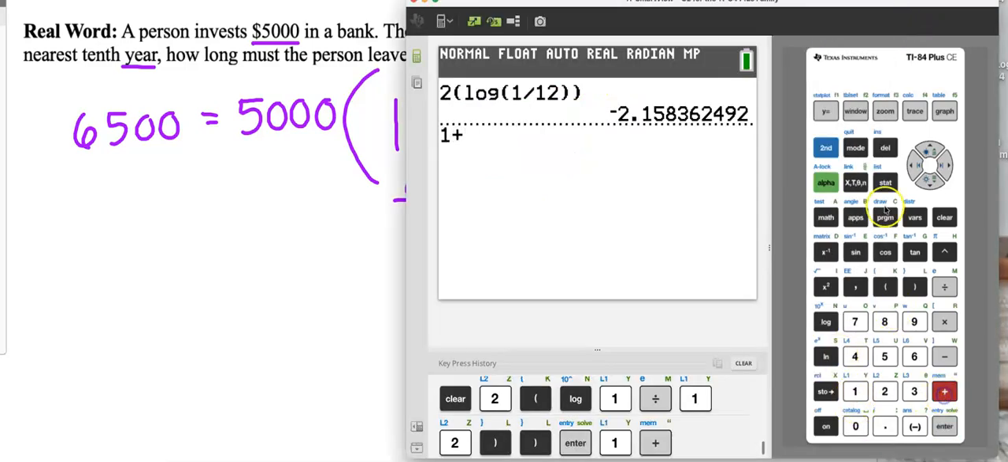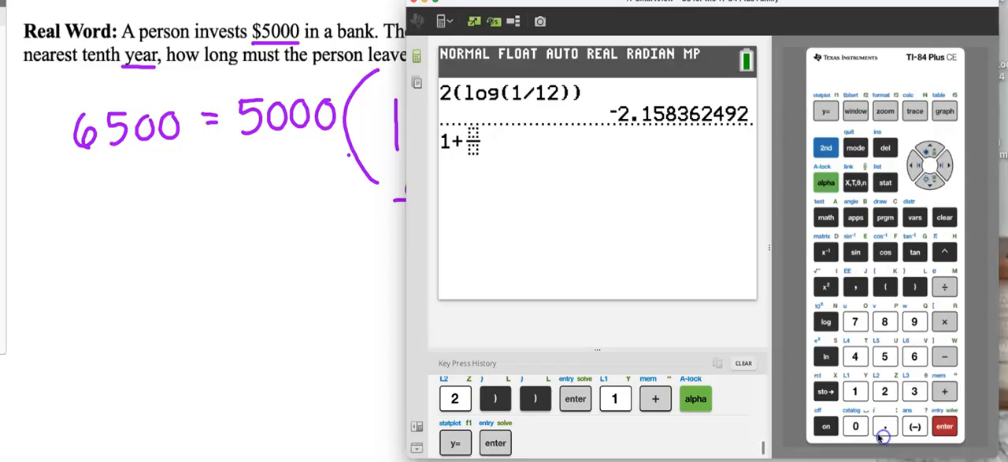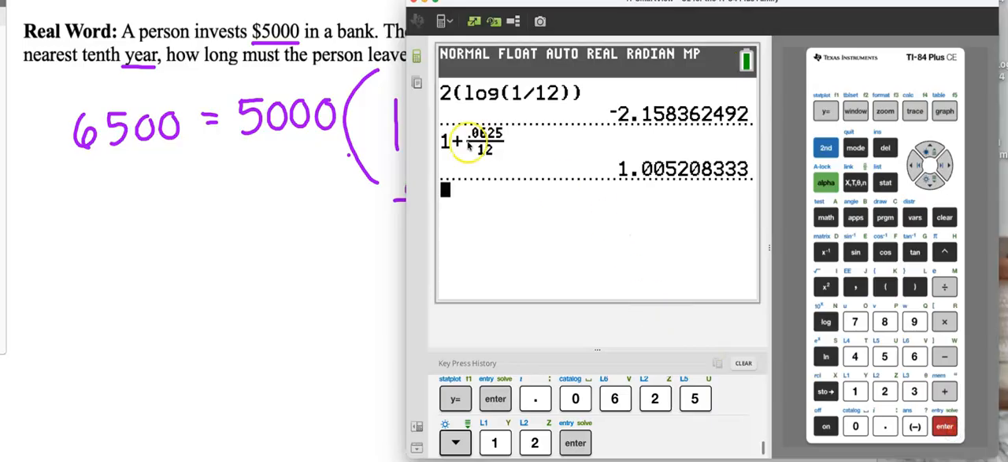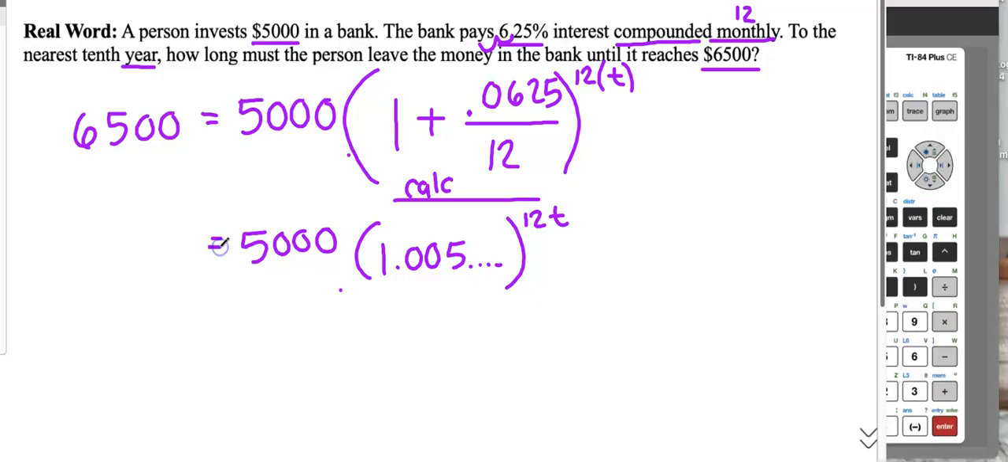So I would type 1 plus, get a fraction, so alpha y equals enter, 0.0625 over 12. Okay? So here is our very long decimal that probably goes on forever. We're going to leave this in the calculator, but for writing purposes, I'm going to round it to 1.005. Then you have 12t, and then we have 5,000 times that equals 6,500.